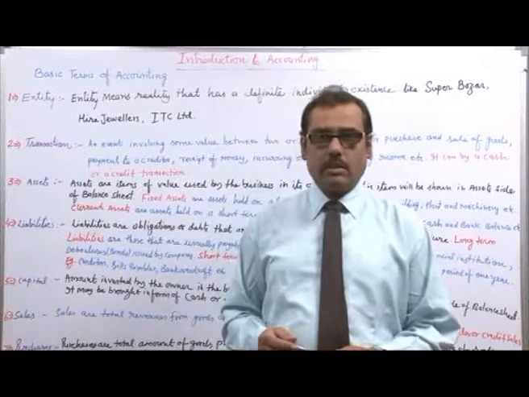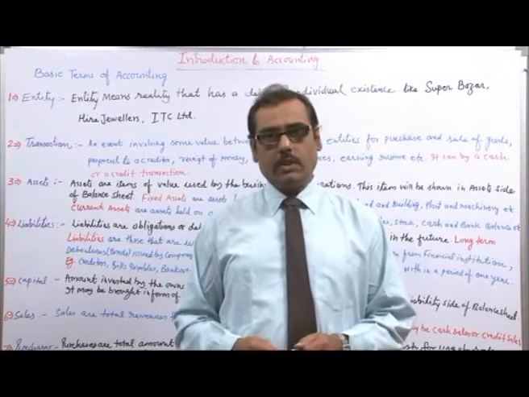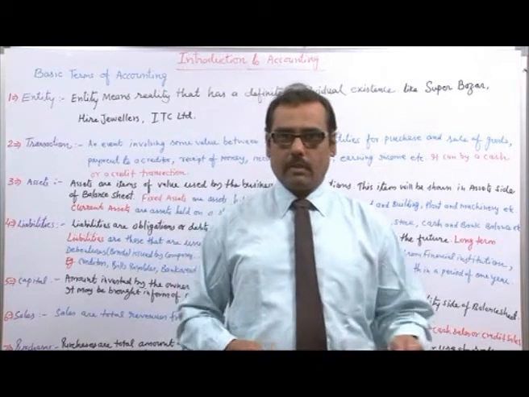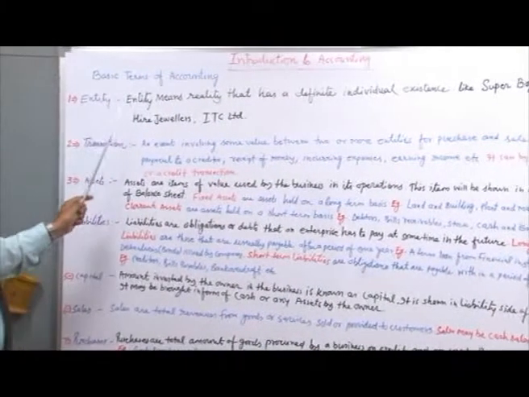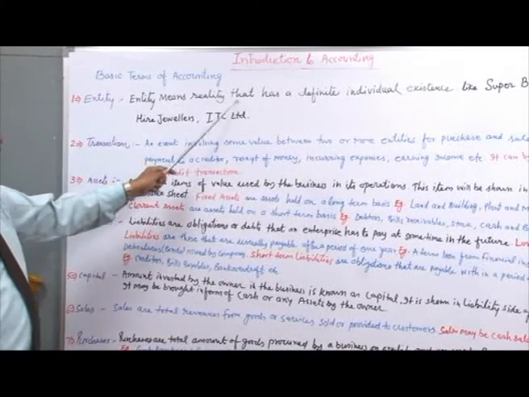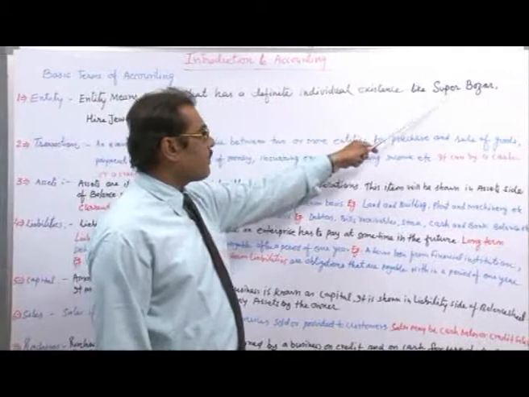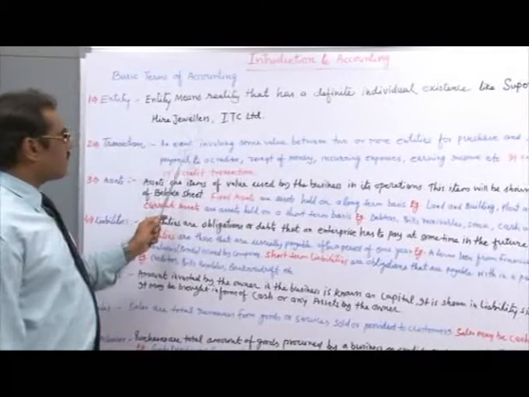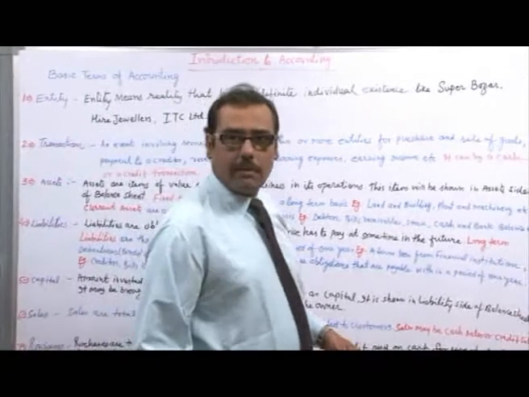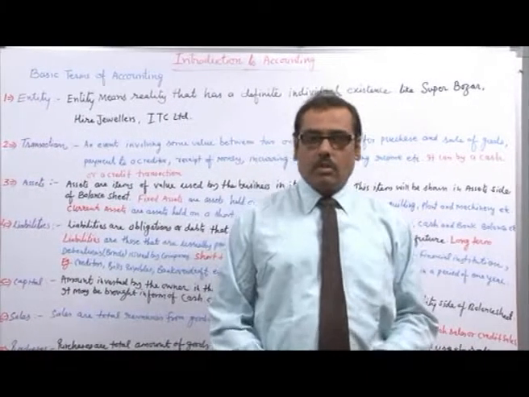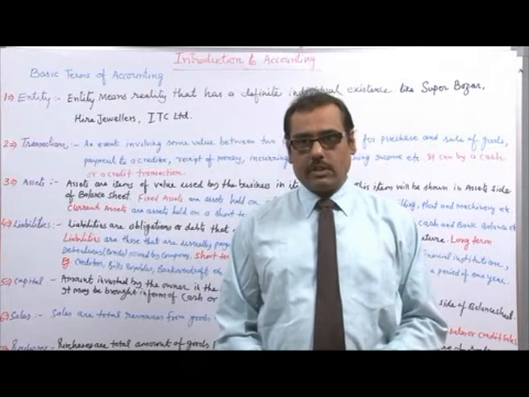Hello students, in this session you will know about the different terms of accounting which will be used at the time of accounting, in which the first is entity. Entity means reality that has a definite individual existence, like Superbazaar, Hire Jewelers, ITC Limited, with the name of any company, any firm, any person. All those accounts are opened and these are known as separate entity.